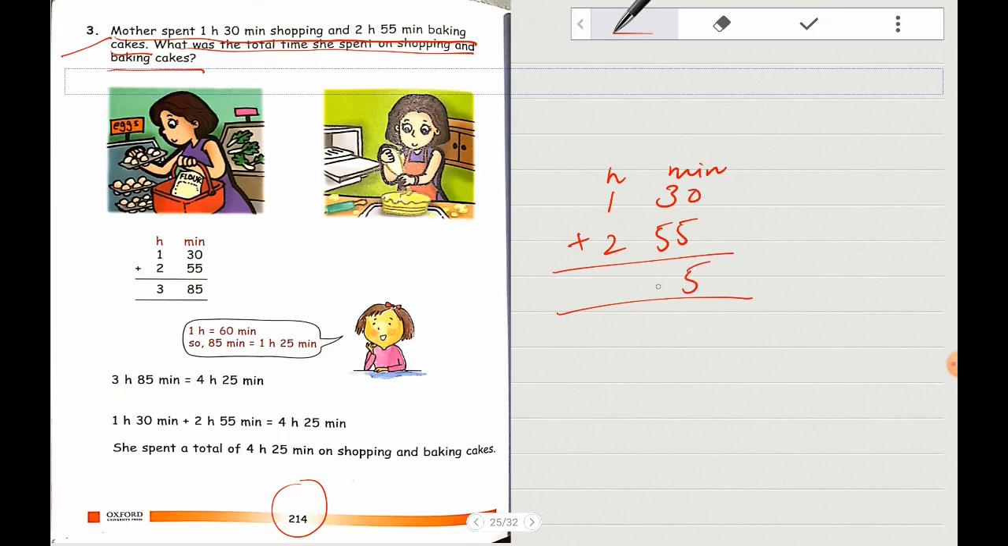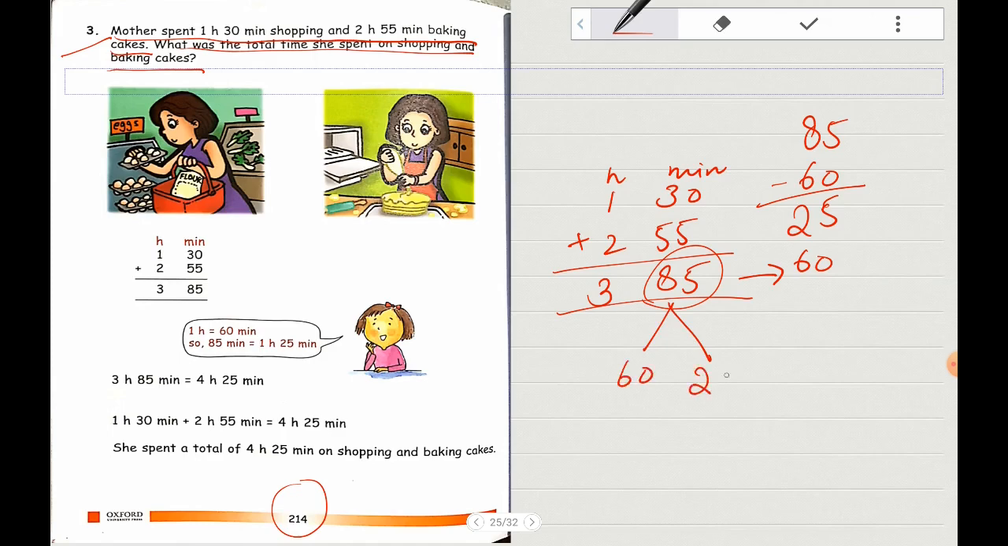5 plus 0 is 5, 5 plus 3 is 8, and so we get 3 hours 85 minutes. But in this question you can see that 85 minutes is greater than 60, right? It means you can take out 1 hour from this. If you subtract 85 minus 60, the answer will be 25. It means you can split 85 into 60 and 25, and this 60 will become 1 hour added into the hours. 3 will become 4 hours and 25 minutes. As you can see in the bubble, 85 minutes means 1 hour 25 minutes. So she spent a total of 4 hours 25 minutes on shopping and baking cakes.